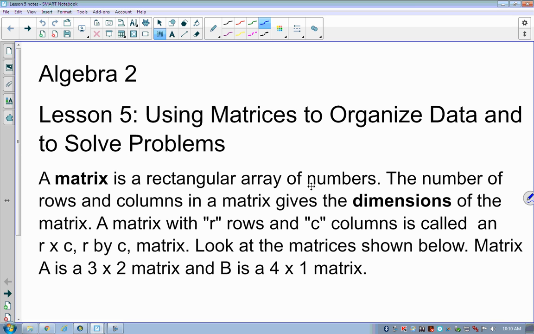The numbers of rows and columns in a matrix give the dimensions. So we look at things as row by column, R by C. Rows, columns. Okay, rows, columns. All right. And so those are the dimensions. So we'll know where to put things based upon that information.